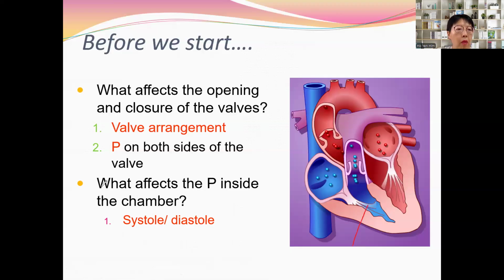So during systole, let's say ventricular systole, of course, the muscle contracts and squeezes the chamber, so the pressure will increase. And then during diastole, the cardiac muscle will relax, correct or not? So therefore, the volume inside the chamber increases, so the pressure will drop. Correct? So the pressure in the chamber increases and drops because of systole and diastole.